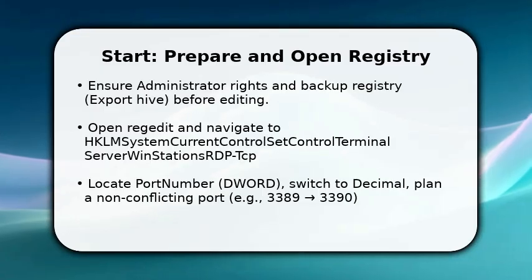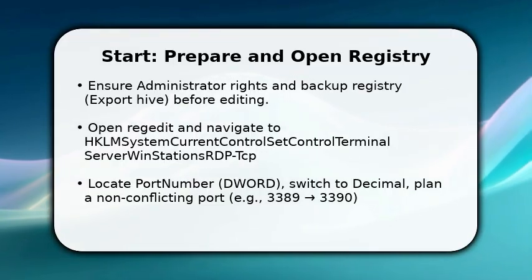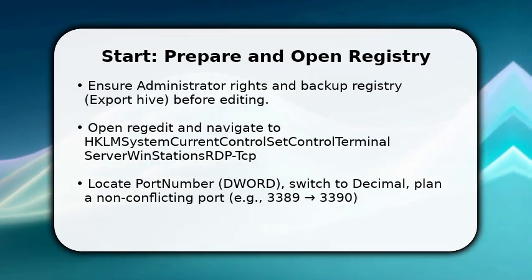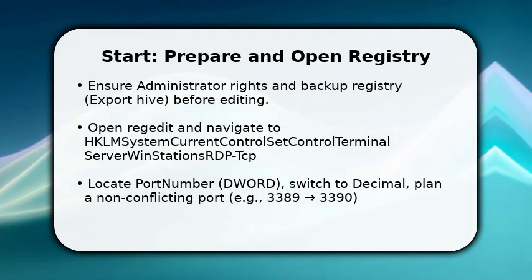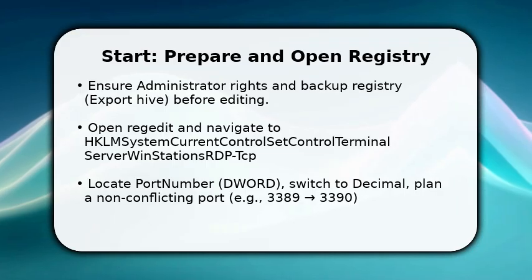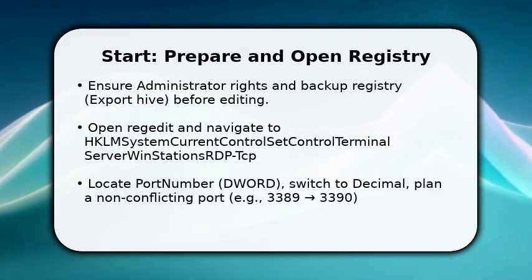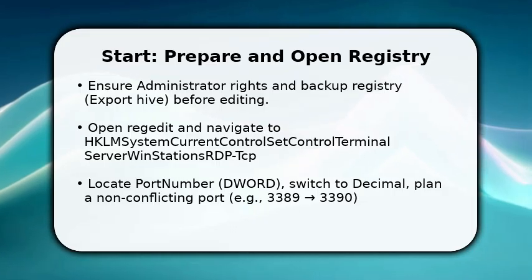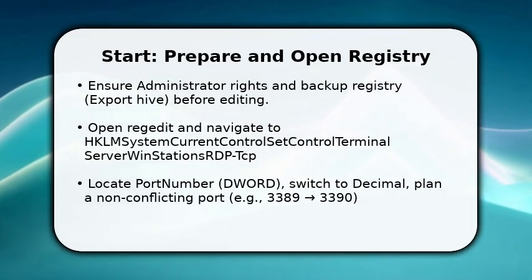You start with admin rights and a registry backup so you can revert if needed. Once ready, open Regedit and go to HKLM/System/CurrentControlSet/Control/Terminal Server/WinStations/RDP-Tcp. You will find the port number. Change its value to the new port using decimal so Windows stores the exact port you chose.